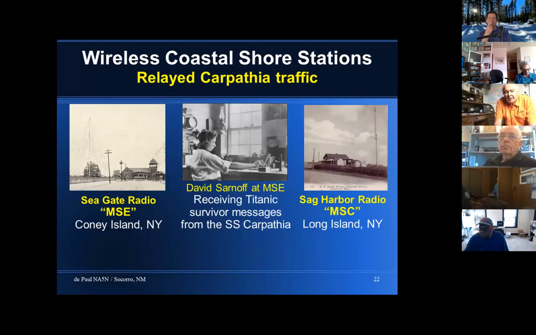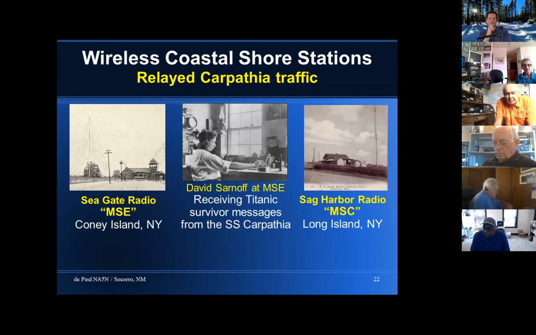Here are probably the stations that are getting closer to New York City. A matter of interest, David Sarnoff. He later became president of RCA. He began his career as a Morse operator at the station in New York, Seagate Radio, located on Coney Island, and Sag Harbor, located on Long Island. These were the main outlet or inlet stations for traffic on the Atlantic, and of course we're working constantly trying to get the information into the hands of the press and everything else concerning this tragedy.